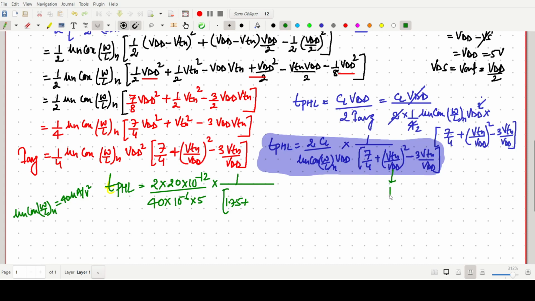This one is 1 by 5, so it should be 1 by 25, so it should be 0.04. So better to write 0.04 plus 3 VTN by this one. So VTN value is 1. So 3 by 5, but here it should be minus 0.6.